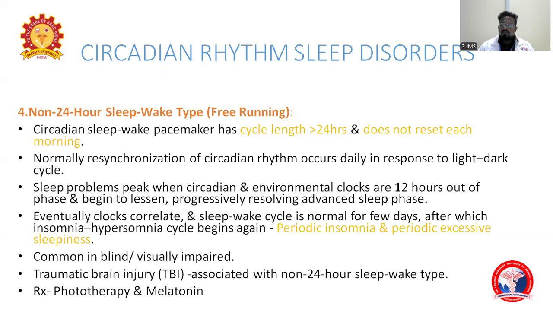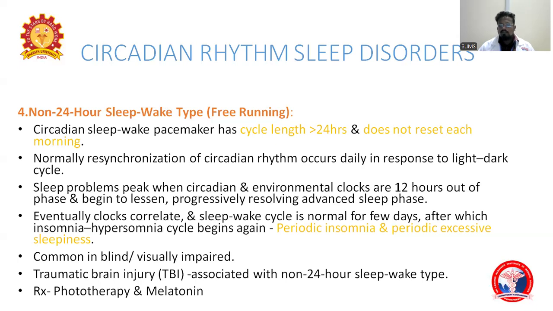The sleep problems peak when circadian and environmental clocks are 12 hours out of phase and begin to lessen progressively, resolving in advanced sleep phase. So eventually the clocks correlate and the sleep-wake cycle is normal for a few days, after which the insomnia-hypersomnia cycle begins. Again, periodic insomnia and periodic excessive sleepiness are usually seen. Common in blind or visually impaired people.